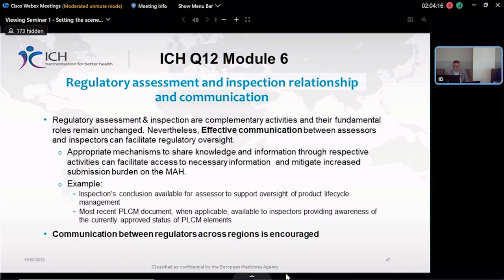An inspection conclusion available for me as an assessor helps me understand the background to a change and the compliance history of the site. If an inspector is going to a site to inspect, wouldn't it be good to talk to your assessor in advance, take a copy of a change management protocol or a PLCM, or ask, has there been any tricky variations in the last year? Is there a particular analytical method you've had a problem with? Is there something you want me to look at? And that helps the inspectors to focus on areas of higher risk.